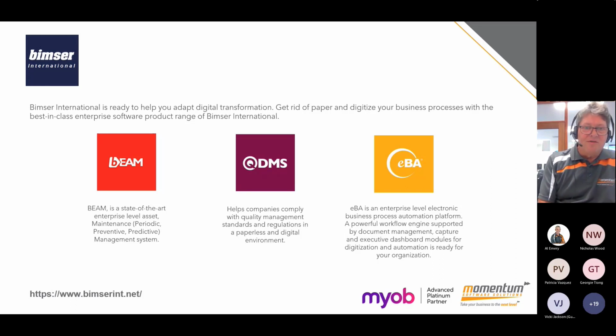The other two options are what they call the DMS. This is a quality management system. So again, a vast, in-depth quality management system that can be added onto Advanced. And the other one is EBA, which is electronic documents, but on steroids. You can digitize your system and workflow using the EBA documents throughout the entire system, all add-ons onto MYOB Advanced. So get rid of paper and digitize the business.